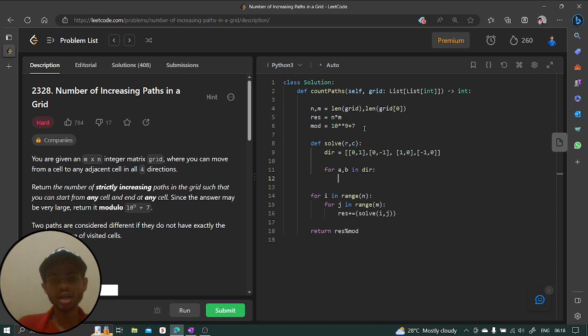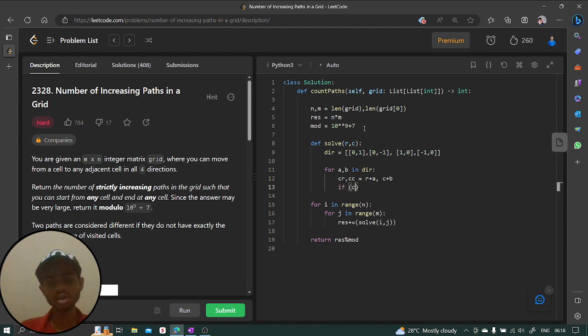Let's give a variable. Our current row is going to be equal to row plus a, right? So we can say current row and current column. Current row is going to be row plus a, and current column is going to be column plus b. Right. So now we first check whether it is out of bounds or not, right? So current row should be greater than or equal to 0, and current column should also be greater than or equal to 0, and current row should be less than n, and current column should be less than m.